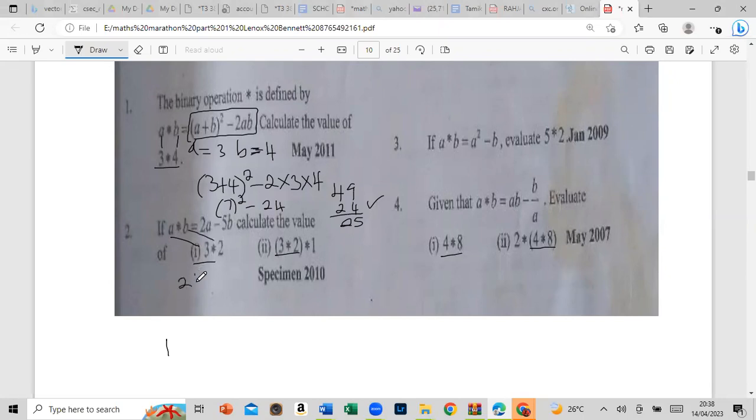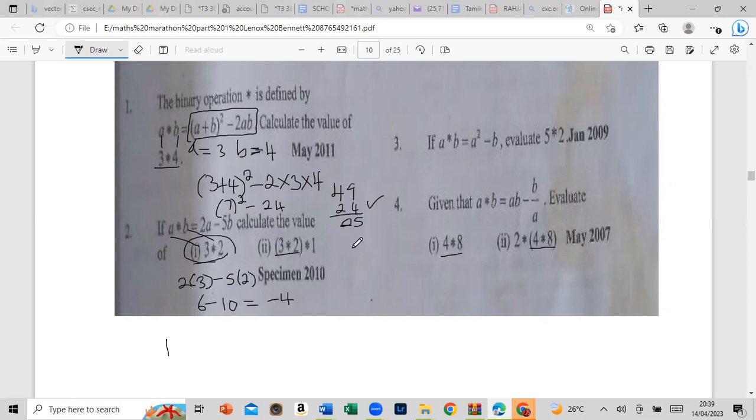So that'll be 2 times 3 minus 5 times B, but B is 2. So that gives us 6, 5 times 2, negative 10. And we just subtract, right? That gives us negative 4. So what it means now is that the value of 3 * 2, when I work it out, is going to be negative 4. So what we can do now is just substitute the value for this.